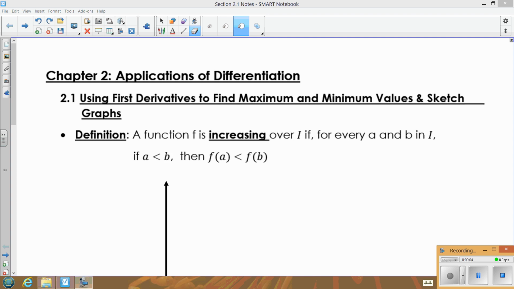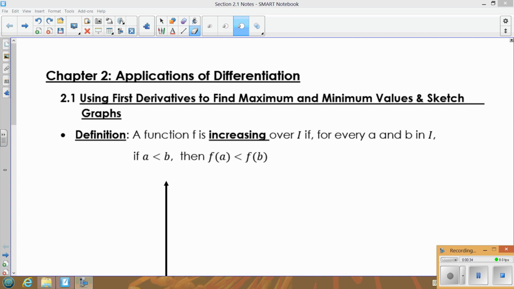Chapter 2 is all about the applications of differentiation. So basically, how do we use all of the derivatives that we learned about in Chapter 1? Section 1 is focusing on something called the first derivative test. What we're going to do is use derivatives to find the maximum or minimum of functions, as well as determine where a function is increasing or decreasing, and then use that information to sketch a graph.